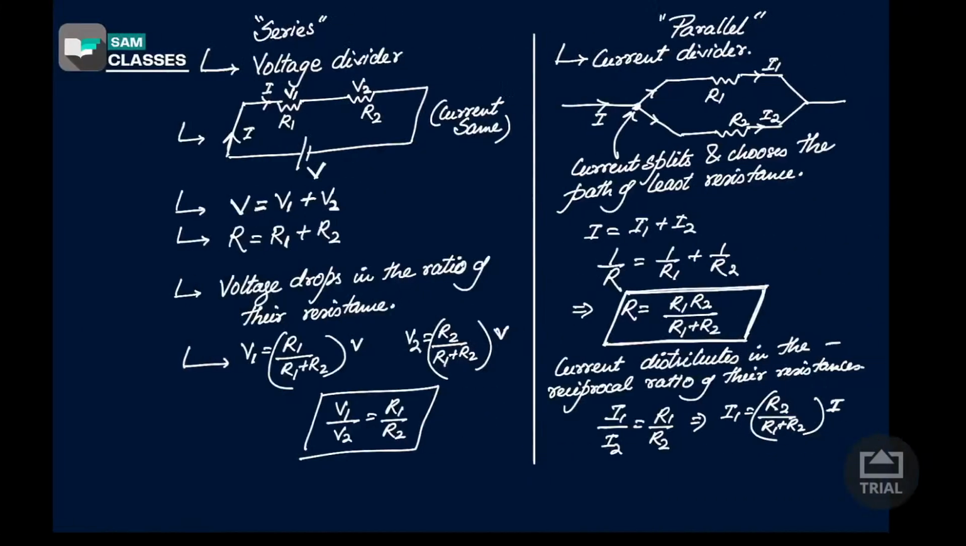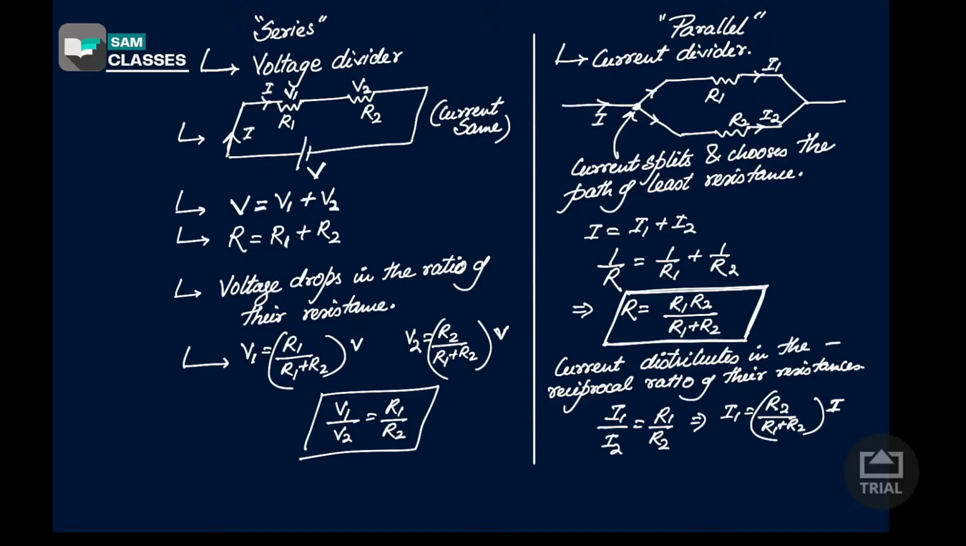Chalo, let's see next. We all know from class 10th we have done series and parallel combination. In series, what happens? Voltage divides. Whatever the voltage, voltage divides. In parallel, current divides. One current, two current. Clear? So the series is also known as a voltage divider, and the parallel is known as a current divider.